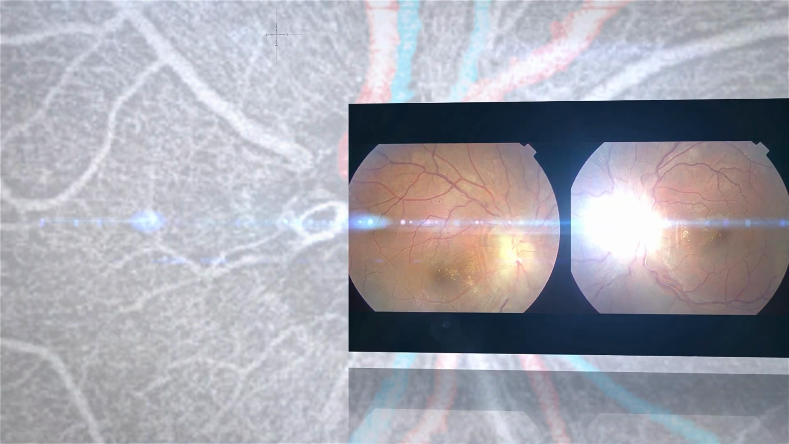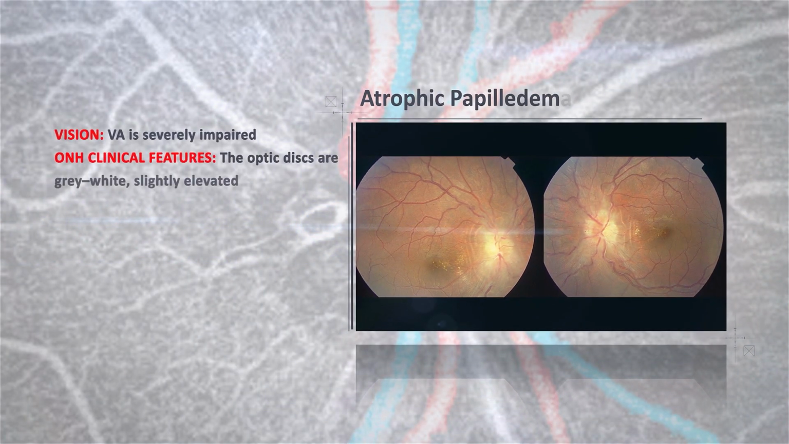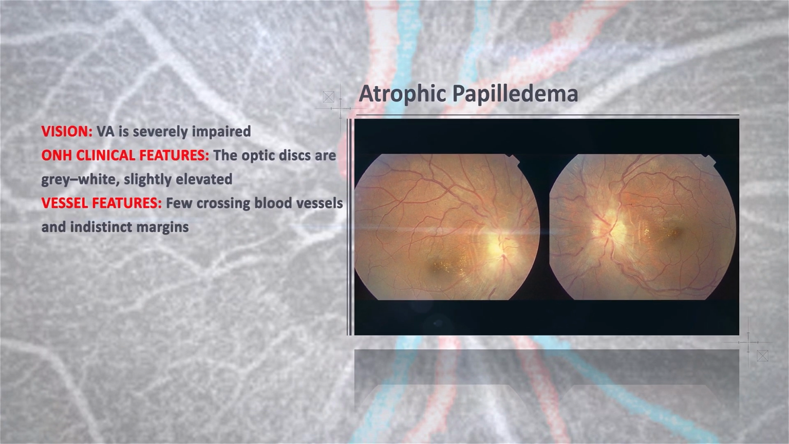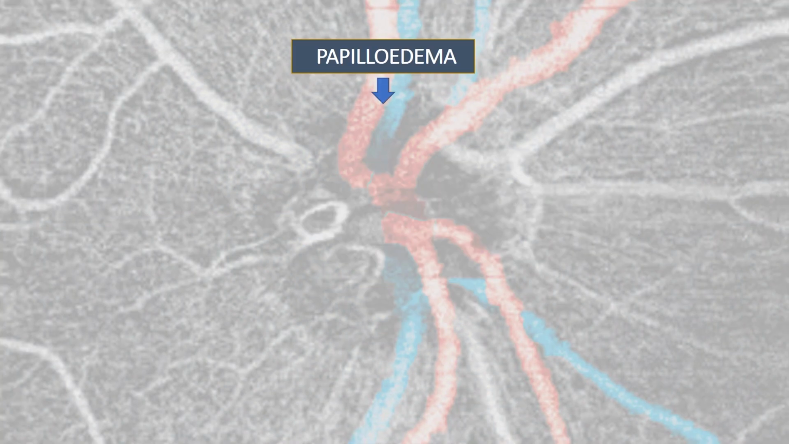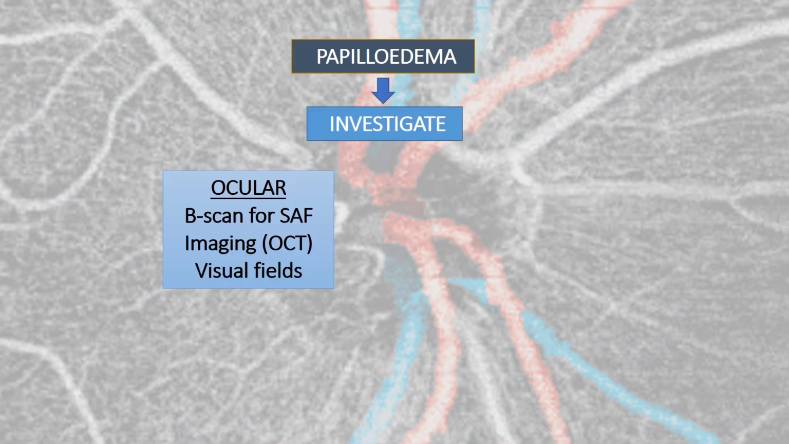In later stages, once atrophy sets in, the optic disc shows pallid edema with profound vision loss, and the disc starts appearing flatter, which is a false sign. In any case with papilledema, investigations can clinch the diagnosis.